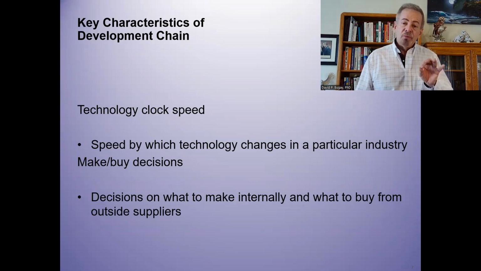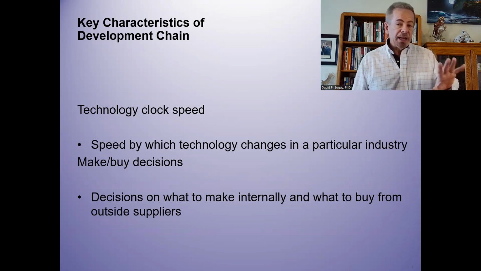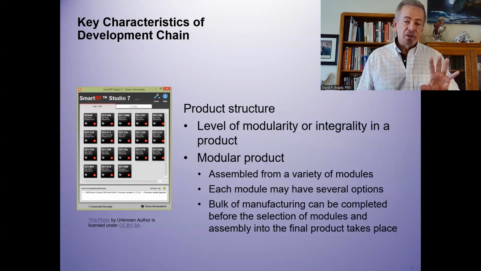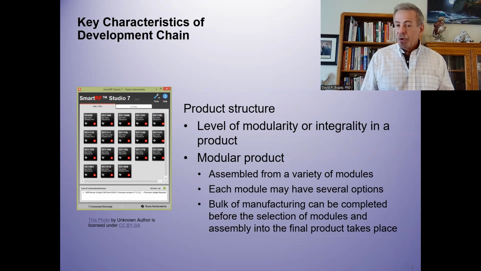You want to make certain where you're buying from. Sometimes it may be better off to start going more modularization and pushing that out there, and that way you get that part done quickly. Look at your product structure, the level of modularity or integrality in the product itself. If you have a modular product and it's assembled from a variety of different modules, that might be a lot easier if you have a crisis, but it might be a lot easier in the development chain to go with a modular product.